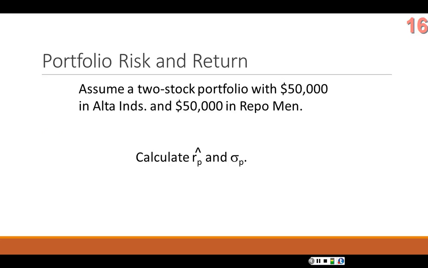But in real life, we don't usually care about the risk and return of a single asset. No one holds a single asset. You usually hold multiple assets together in what we call a portfolio. So we're going to look at portfolio risk and return. First, we're going to assume that we have only two stocks in our portfolio. We have $50,000 invested in Alta and $50,000 invested in Repo. So we can calculate the expected return and the standard deviation.